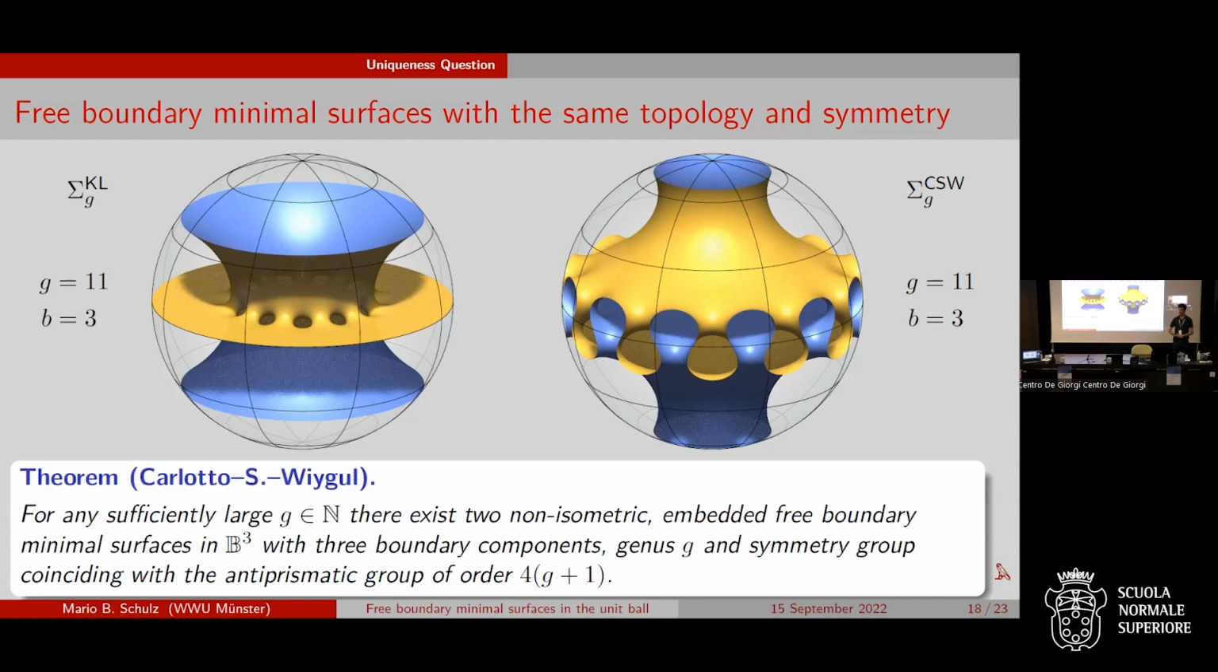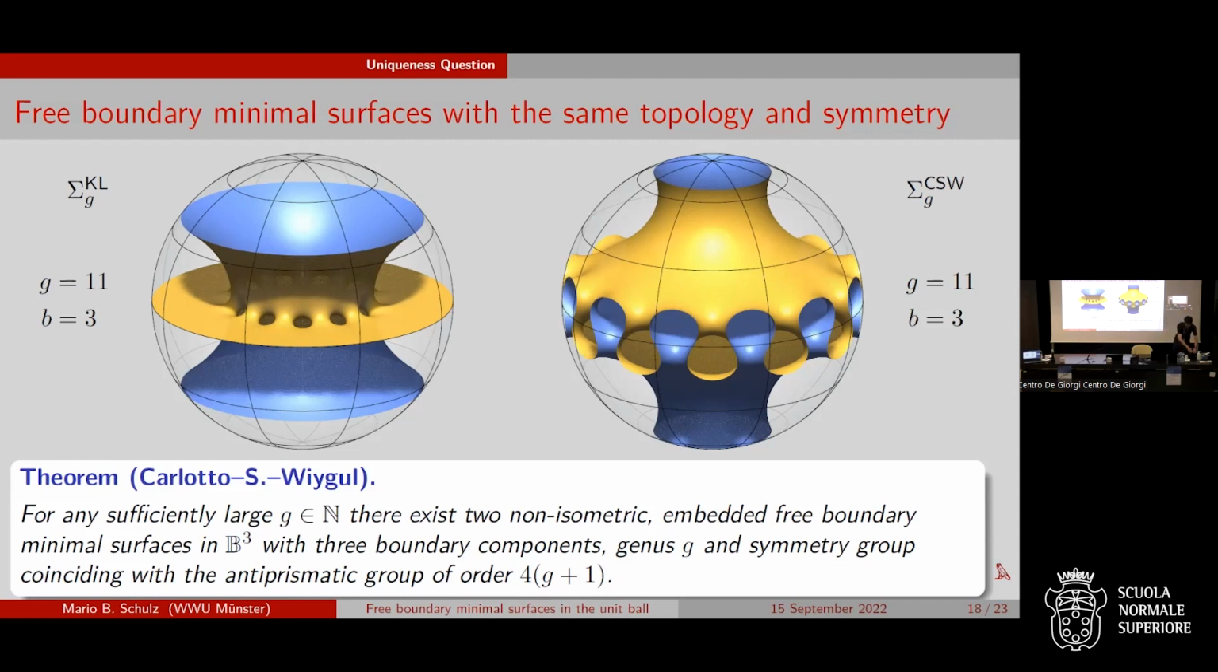Together with Alessandro Carlotto and David Wiygul, we have shown that for any sufficiently large genus, there exist two non-isometric embedded free boundary minimal surfaces in the 3-ball with 3 boundary components, genus g, and the same symmetry group, which in this case is the antiprismatic group of order 4(g+1).